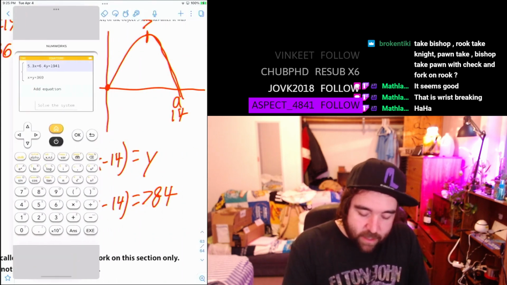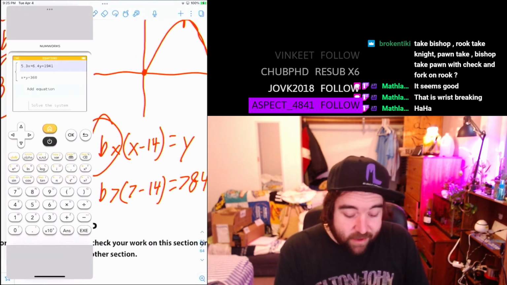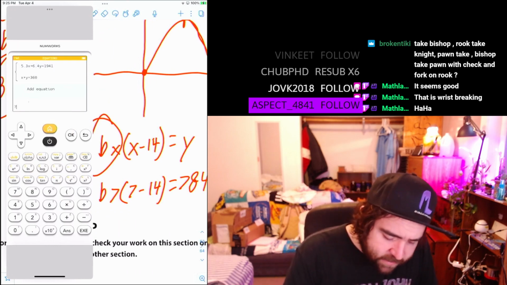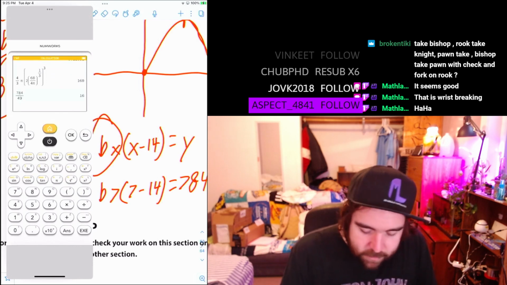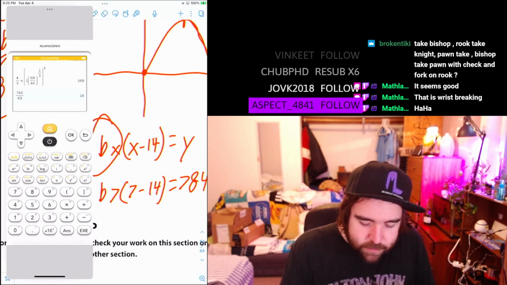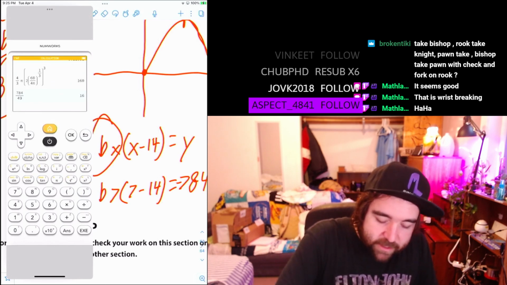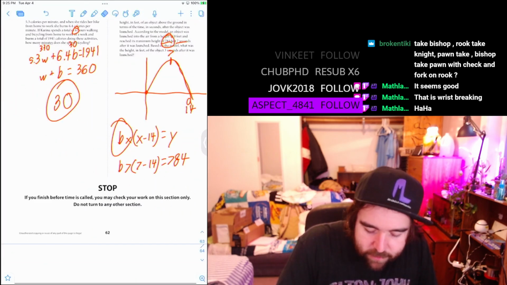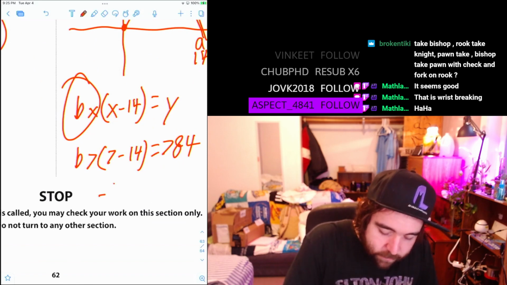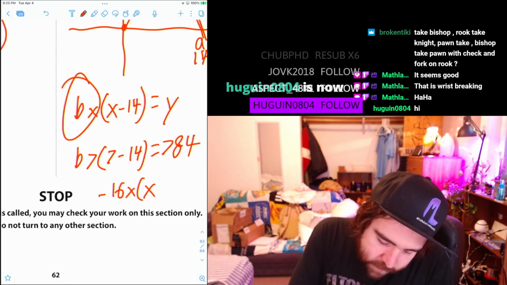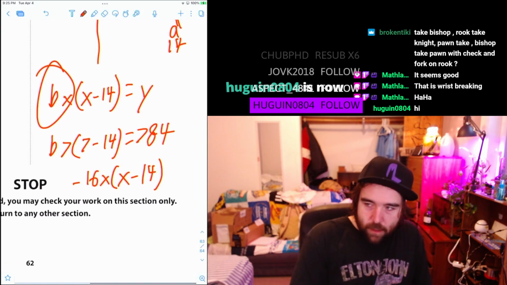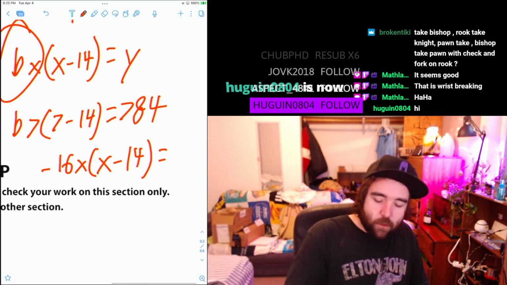So this is just back to the calculator, right? 7 minus 14 is negative 7. 7 times negative 7 is negative 49. So we got 784 divided by negative 49, which is a clean 16, negative 16, of course, because we're dividing by a negative. So b is negative 16. So that's the equation. I don't even know what we're looking for yet. We might be working way too hard. So we have our equation now. This b is negative 16. So negative 16 times x times x minus 14 is what our y value is.